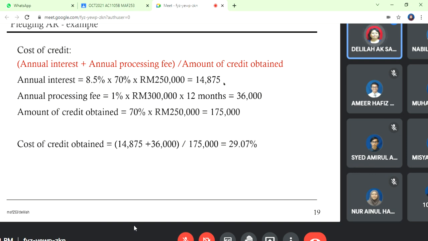So interest is 14,875. And then tiap bulan dia ada processing fee 1%. 1% is calculated based on the sales. Sales per month is 300,000. So ni fee ni, this fee is for 1 month, 1%. So for 12 months, 1 year is 36,000.